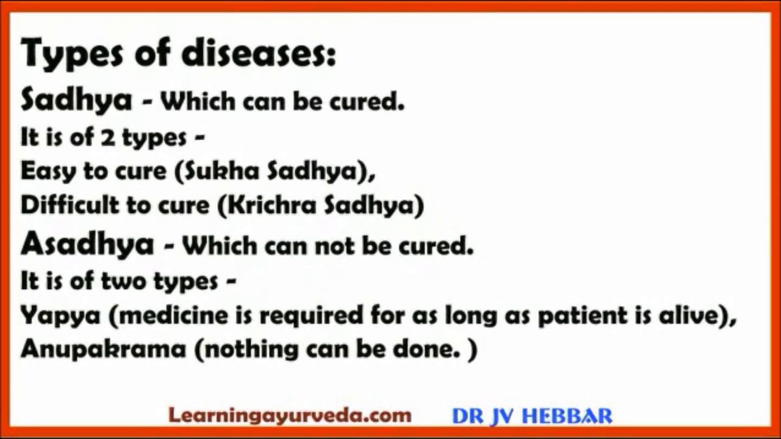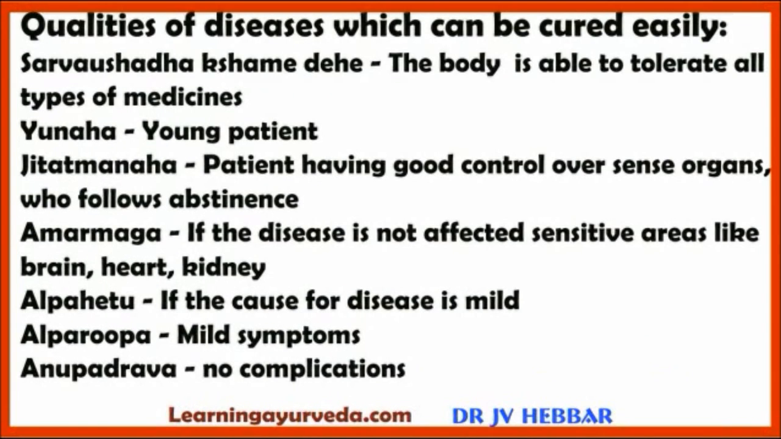Types of diseases. There are two main types which are each further divided into two types. One is Sadhya, which can be cured. It is of two types, easy to cure and difficult to cure. Next, Asadhya, which cannot be cured. It is of two further types, Yapya, which requires medicine for as long as the patient is alive, and Anupakrama, wherein nothing can be done.